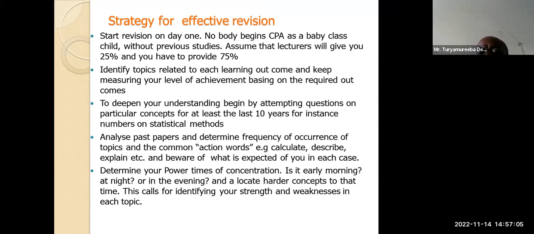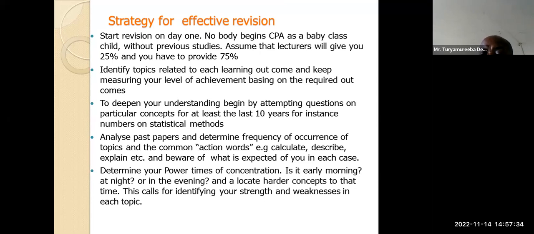Analyze past papers and determine the frequency of occurrence of topics and the common action words, e.g. calculate, describe, explain, distinguish. Be aware of what is expected of you in each case. If they say define, don't write as if you are explaining. If they say explain, don't write just a definition. If they say describe, make sure what you have given is a description. And then the examiner reading it will actually understand.